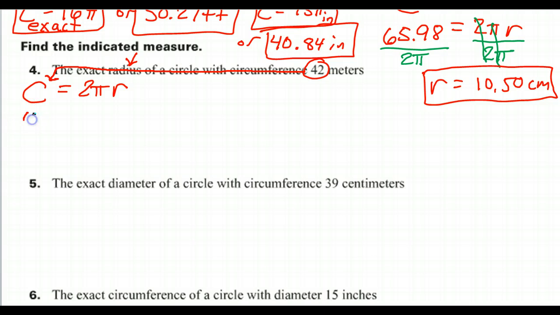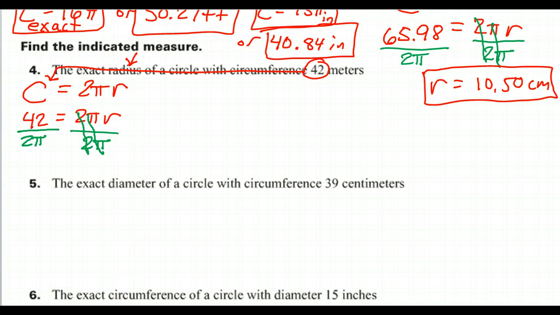Okay, so that means 42 is going to equal 2 pi r. So, like I said, we want to get r by itself, so we can just divide both sides by 2 pi. These all cancel out. So then it's just a matter of simplifying this.